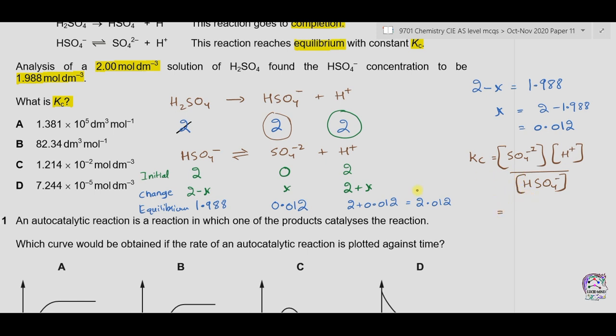Now putting the values of equilibrium, we have 0.012 for sulfate, 2.012 for H plus, and 1.988 for HSO4. So the value of Kc comes equal to 1.214 × 10^-2 mole per decimeter cube. The answer is therefore C, 1.214 × 10^-2 mole per decimeter cube.